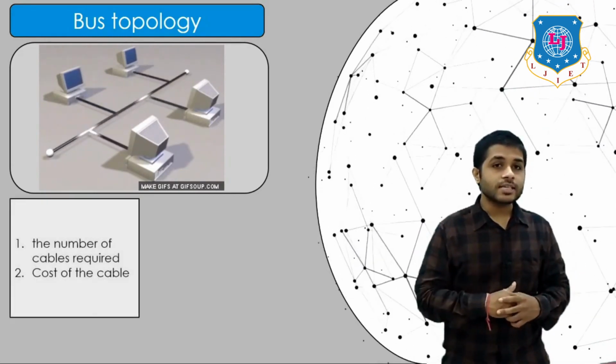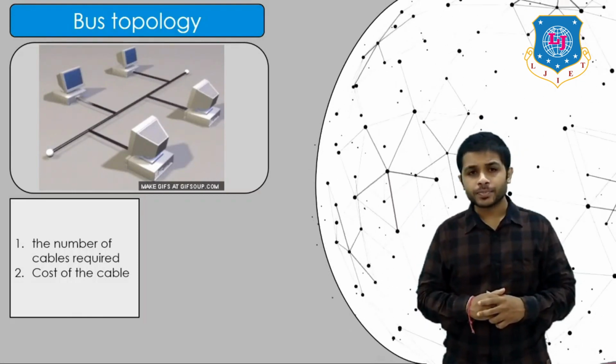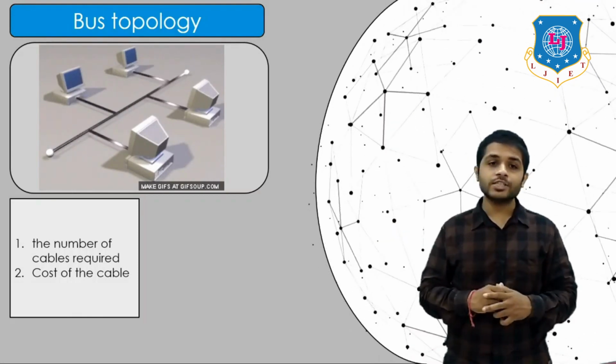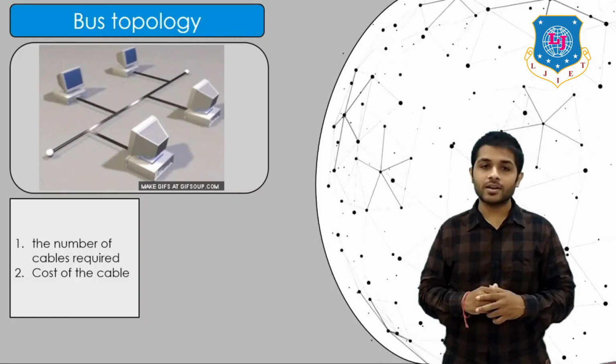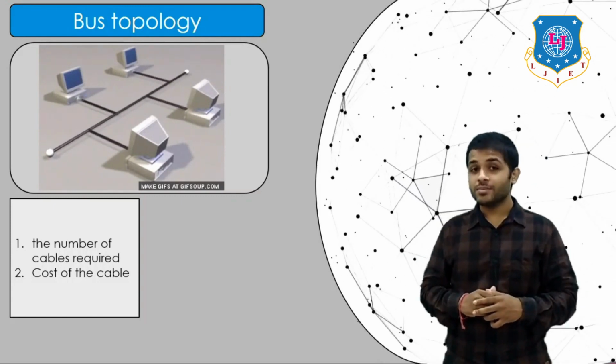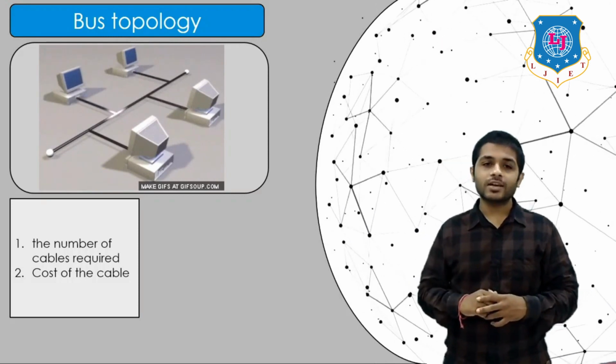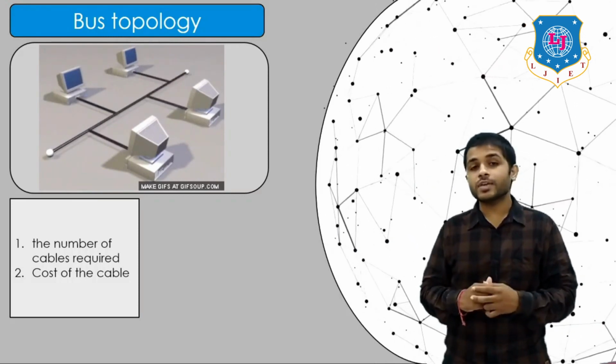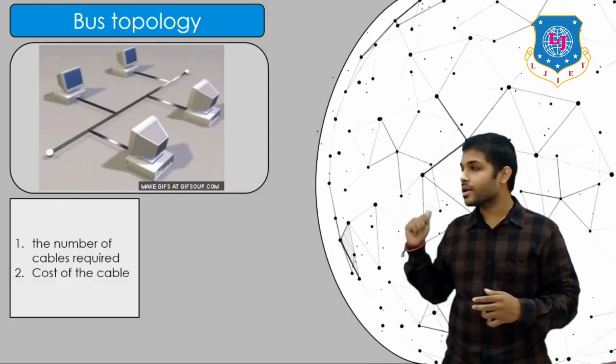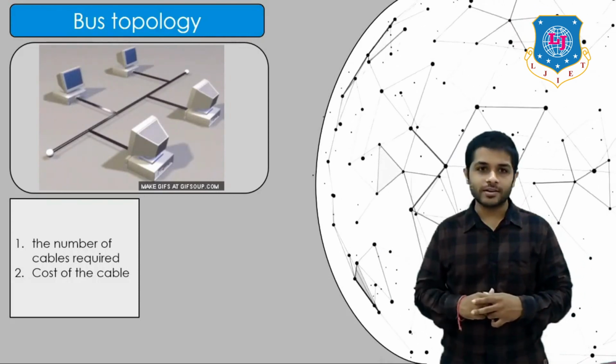Let's discuss the advantages of the bus topology. The first advantage is the number of cables required is very less. Why? Because n number of devices can be connected to the single cable. And the cost of the cable is also less because only one main cable is required.